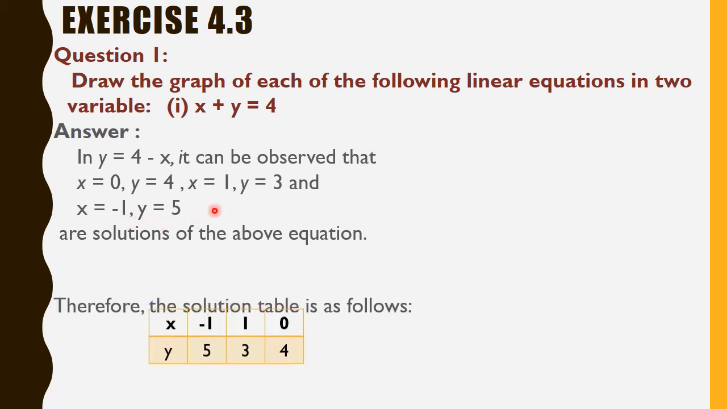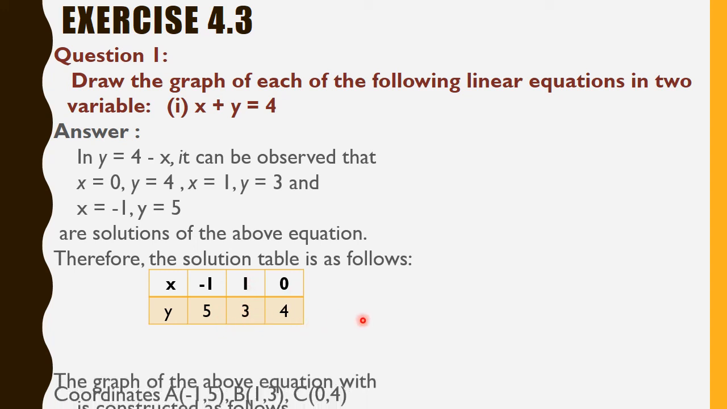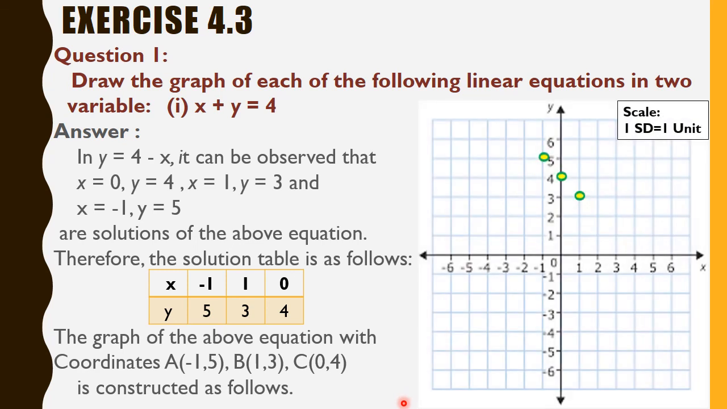So these are the solutions and this can be written in tabular form. So minus 1 and 5, 1 and 3, 0 and 4. We can also write it in the form of ordered pairs. So the graph of the above equation with coordinates A (minus 1, 5), B (1, 3) and C (0, 4) is constructed as follows. So we'll draw it in the graph.